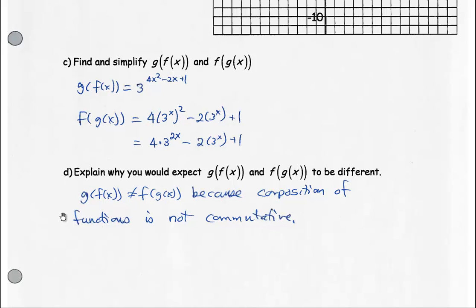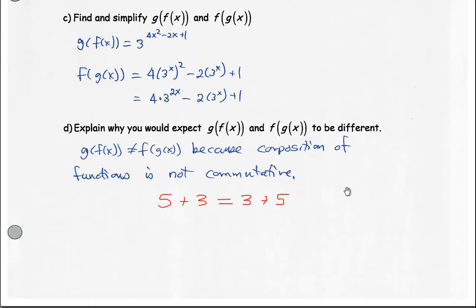The commutative property in like adding integers, for example, says that 5 plus 3 should equal 3 plus 5. We add them in different orders, we get the same thing. Both of those give you 8. But combining functions in different orders, like substituting f into g, is not the same as g into f. And so that's why we would not expect that to be the same most of the time. And that's the end of the review.